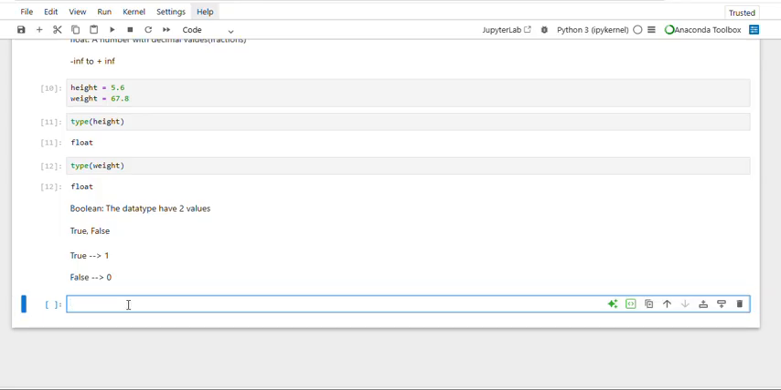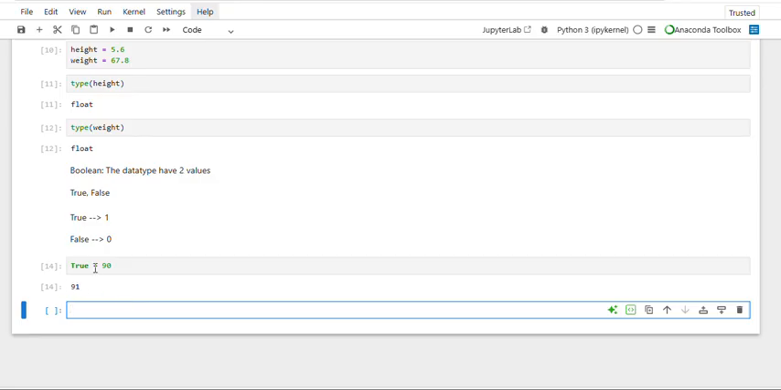Now I want to show one small example here. Let me take an example of True plus 90. I'm getting 91. So why? Because 90 plus x is equal to 91. Then what is the value of x? It's obviously 1.